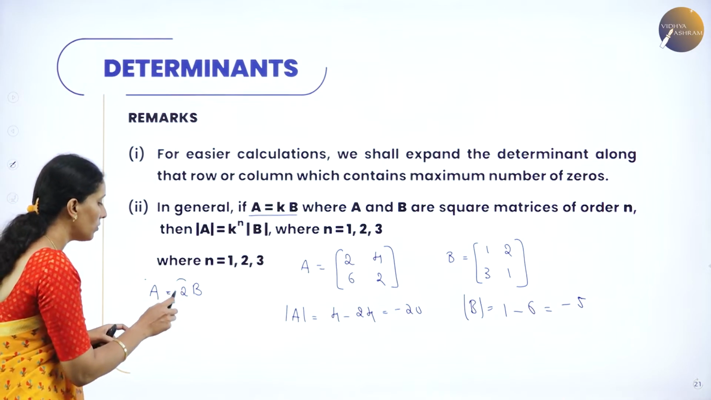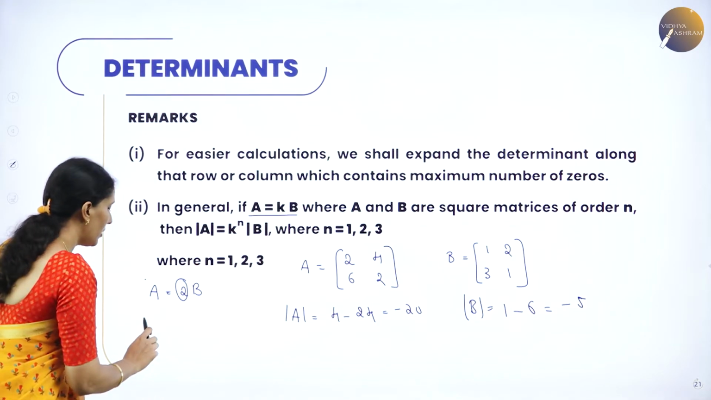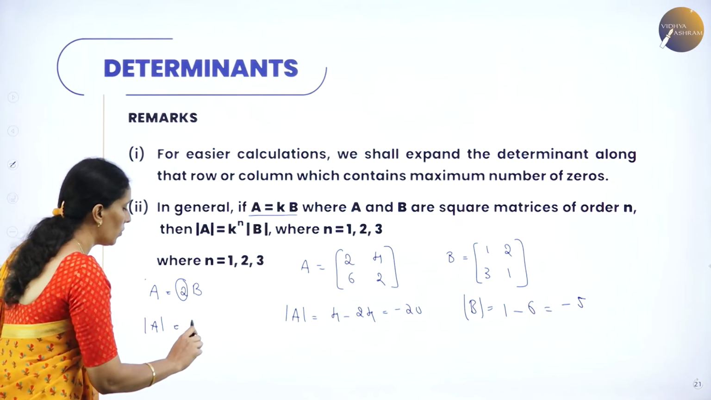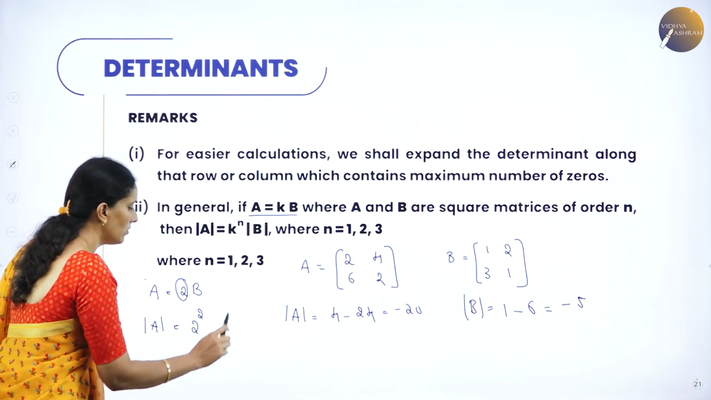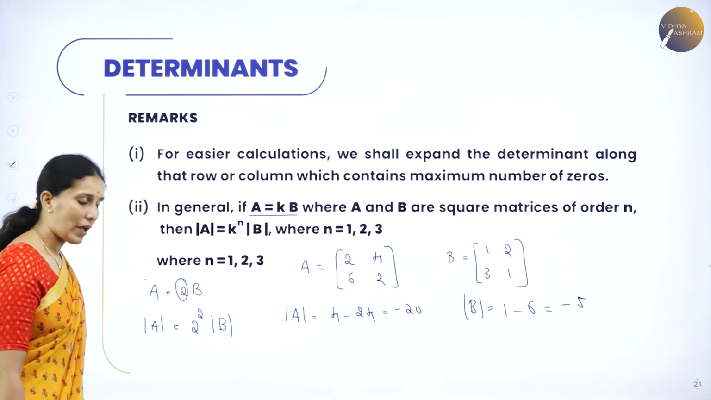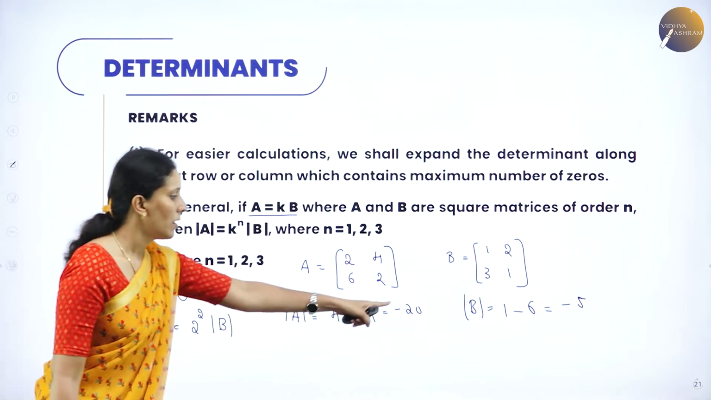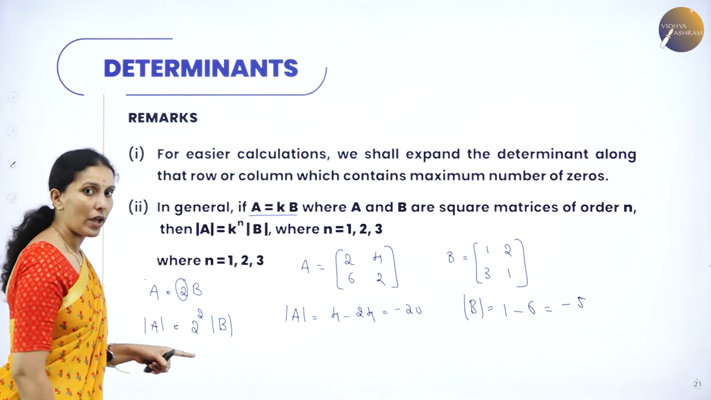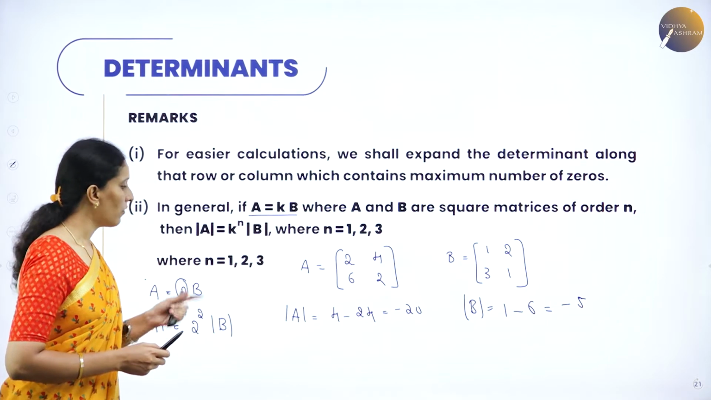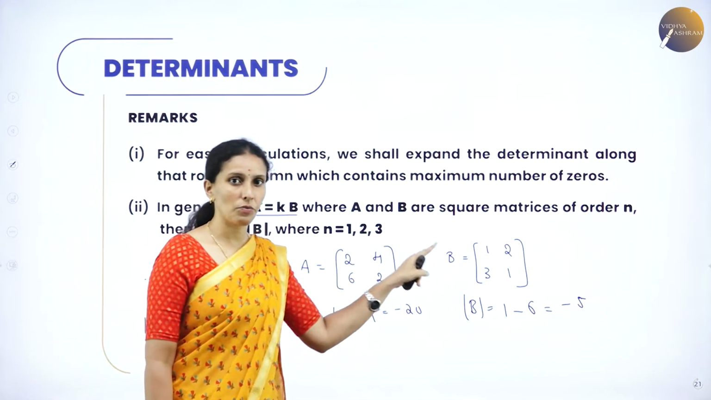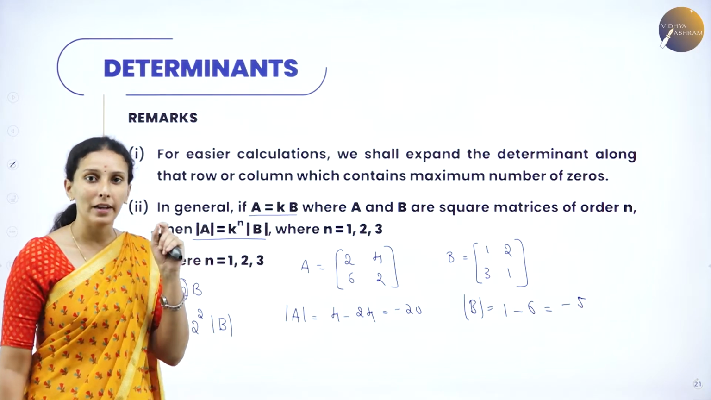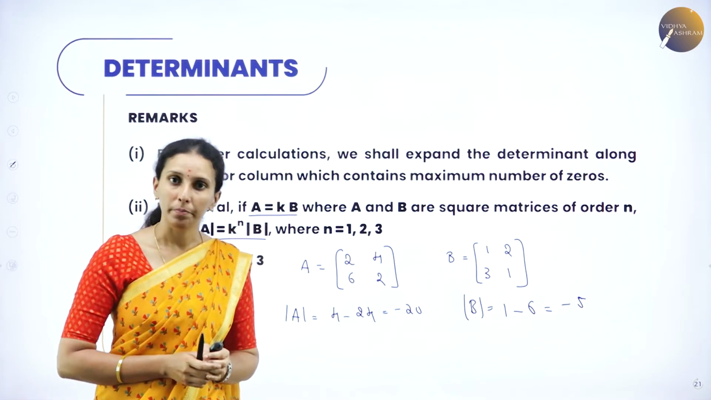Since K is equal to 2 here, determinant of A can be written as 2 to the power 2 into determinant B. So let's verify this. What is determinant A? Minus 20. What is 2 square? 4. 4 into minus 5 is minus 20. So whenever you have matrices of this form, the determinant A can be written in the form of K to the power n into determinant of B.